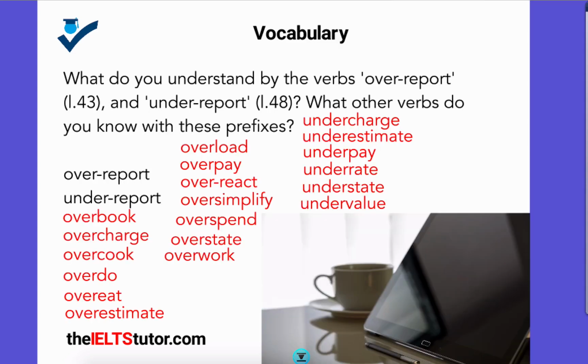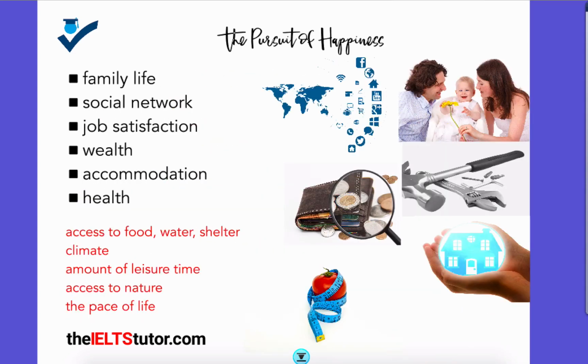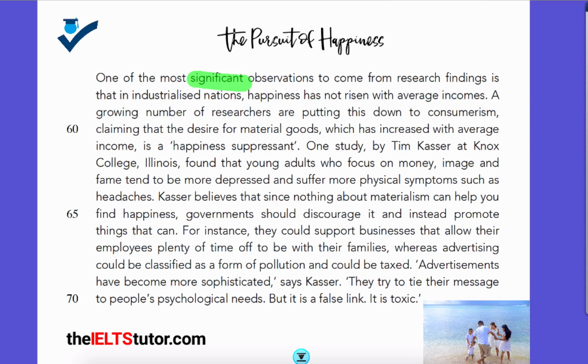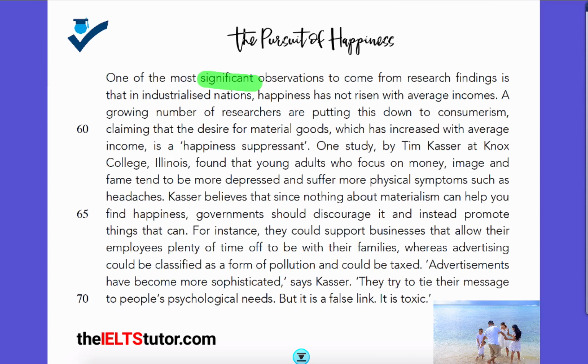Let's see how this is used in the context of a sentence in the passages. You can find this in line 59. A growing number of researchers are putting this down to consumerism. Okay? All right, so you can use this as well when arguing your points, because we live in an age of consumerism. Everybody wants to buy the latest products that are out in the market. You can use the same thing in your IELTS essay as well.